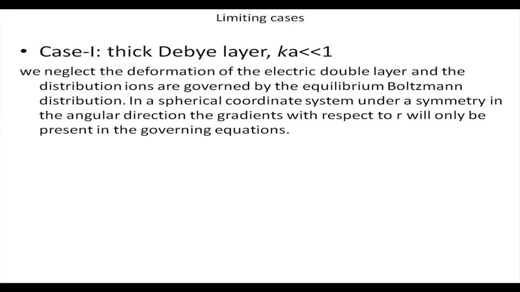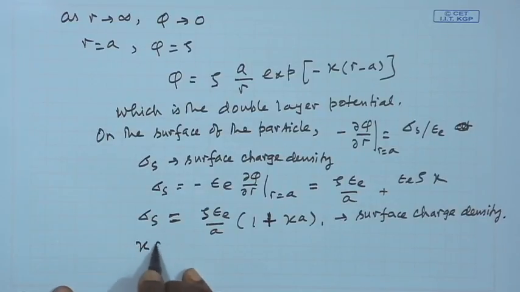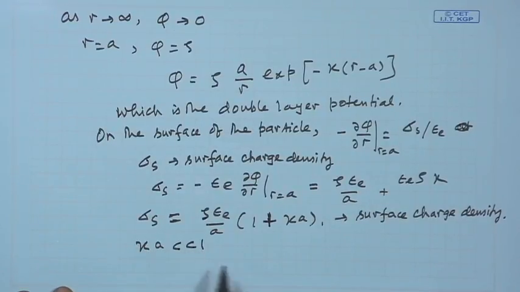So, the surface charge density is governed by this way. Here what I have assumed is that no deformation of the double layer, as we said before, and the ions follow the Boltzmann distribution. Now, if I assume that kappa is very small, the surface charge density sigma E can be approximately written as eta by A.